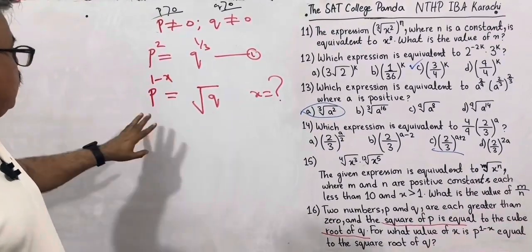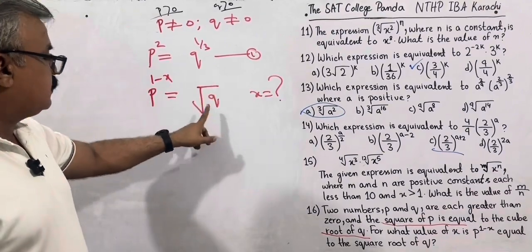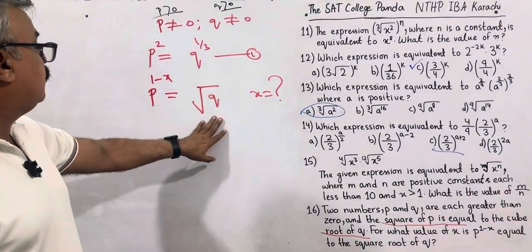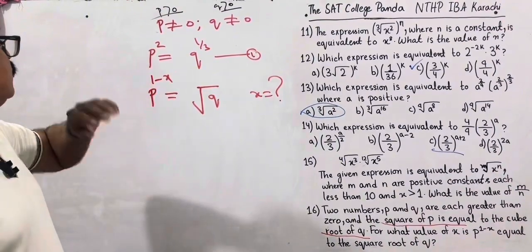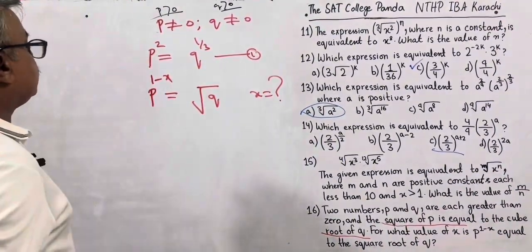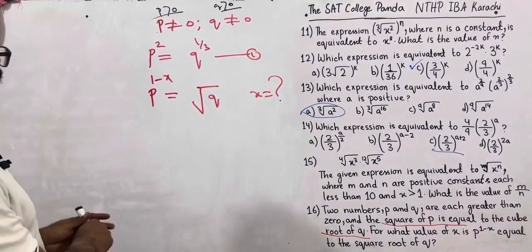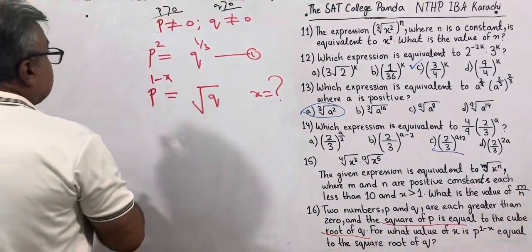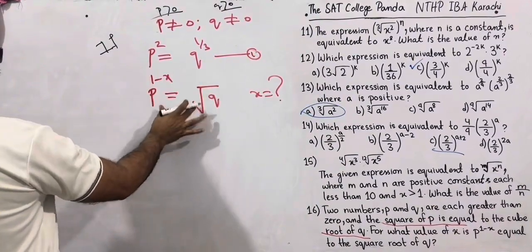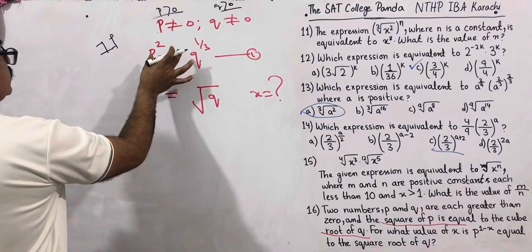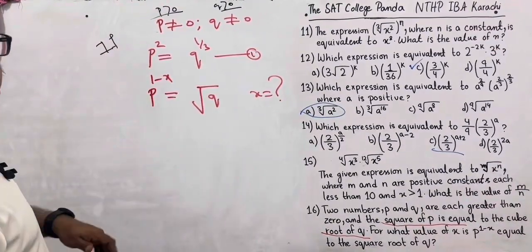Furthermore, if P raised to 1 minus x is equal to the square root of Q, then what should be the value of x to be inserted here to get both sides equal? That's our key. That is our if part to be utilized. It is given to us. It's up to you to shift each and everything.